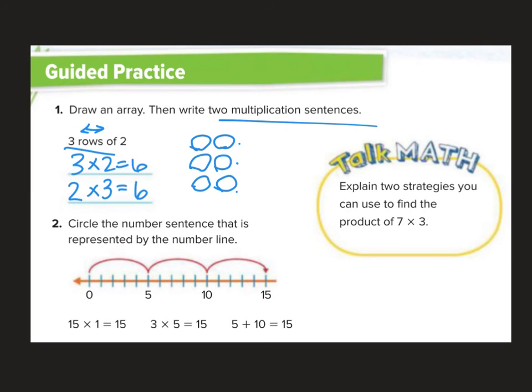Circle the number sentence that is represented by the number line. So I notice I'm starting at 0. I'm jumping to 5, 10, 15. How many jumps did I make? 1, 2, 3. So I made 3 jumps of 5, and I got to 15. So here is our number sentence that is represented by this number line.